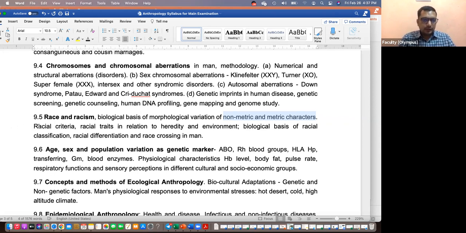Plus, they also briefly ask us to learn about the criteria used for classifying races, the racial criteria, and racial traits in relation to heredity and environment. Can you understand the basis of heredity or genetic components for these racial traits? Here we have to learn briefly, but this is a core theme: what is the biological basis for morphological variations, which fall under the racial criteria?